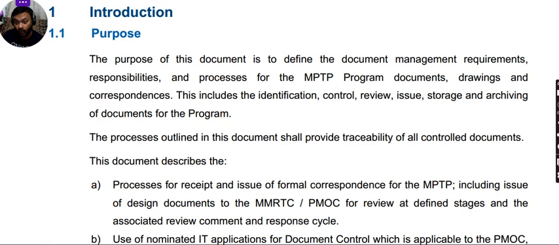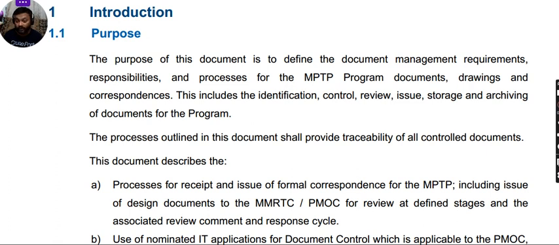Document control is the heart of the project. It flows information like the heart flows the blood. The document control flows the information, so it is the core department of the construction. So here we have to manage documents, drawings, and correspondence.